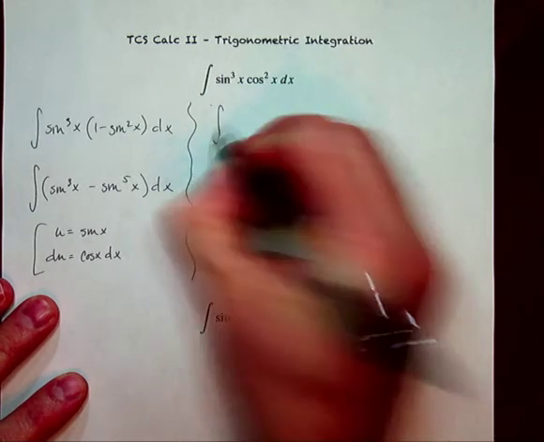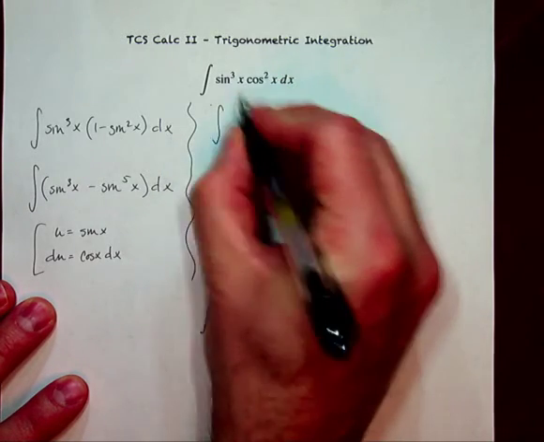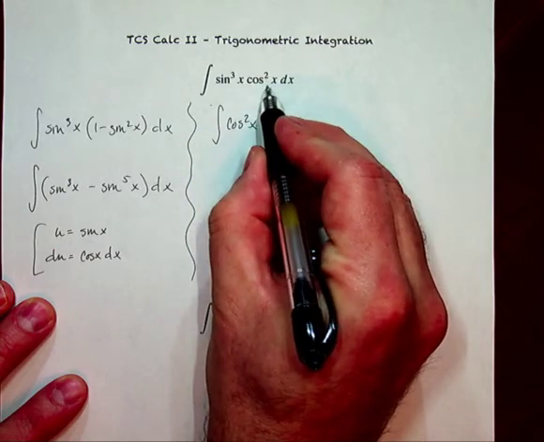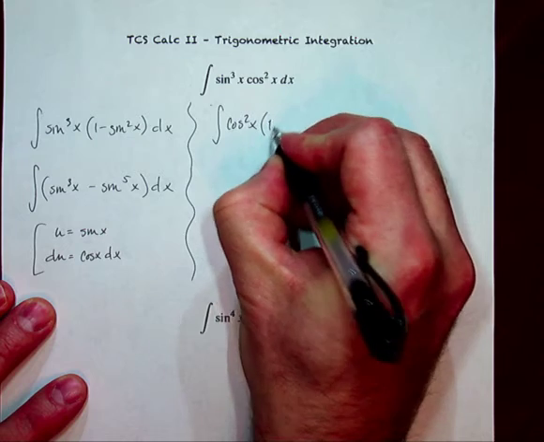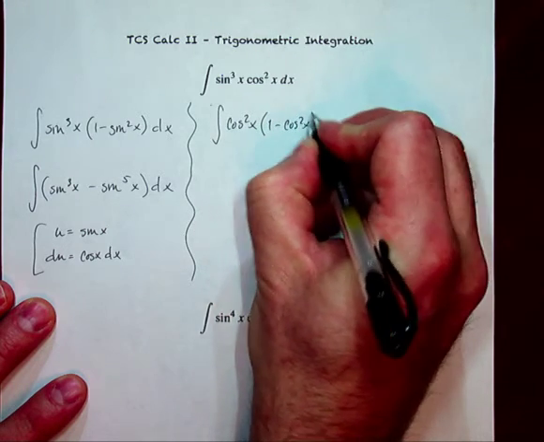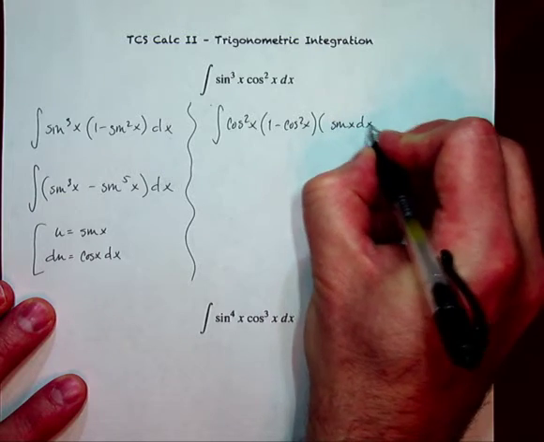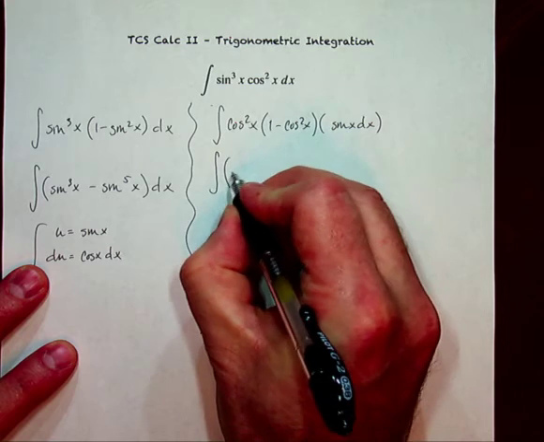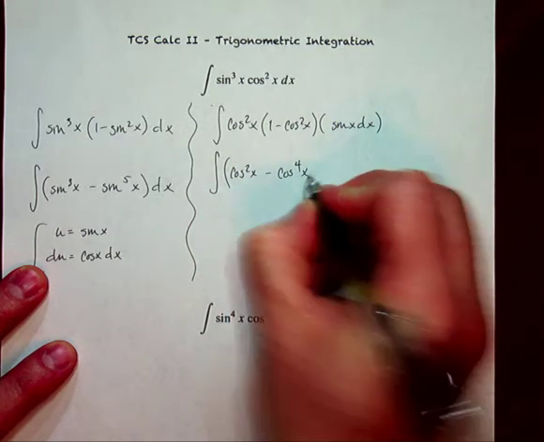So if I were instead to choose cosine as my u, I'm going to change the order a little bit here. Let's go ahead and put that cosine squared that was in the original integrand up front. Let's take 2 of those and turn it into 1 minus cosine squared. And then I have left sine x dx. Well, that's going to be a little bit better because I have cosine squared minus cosine to the 4th x.